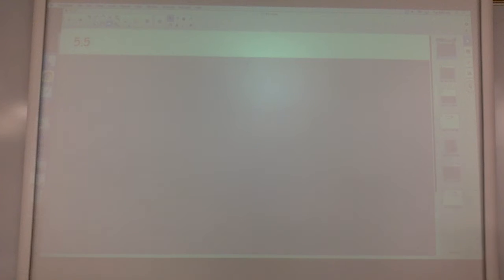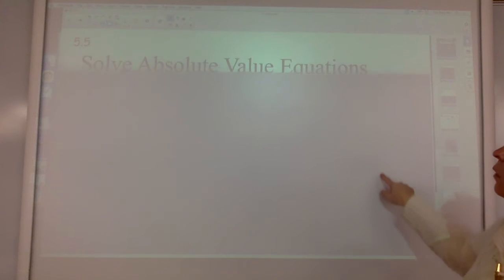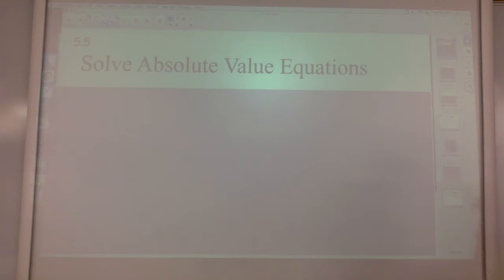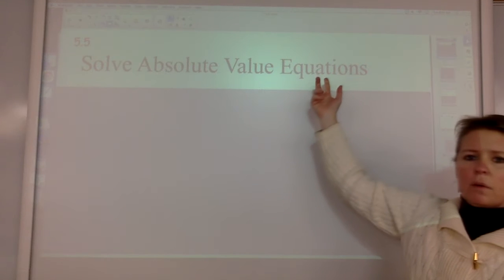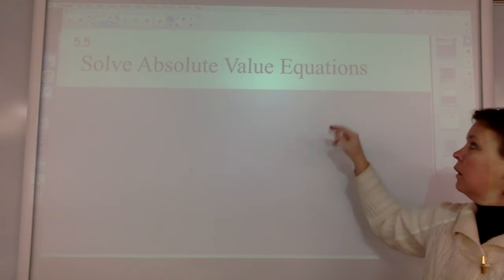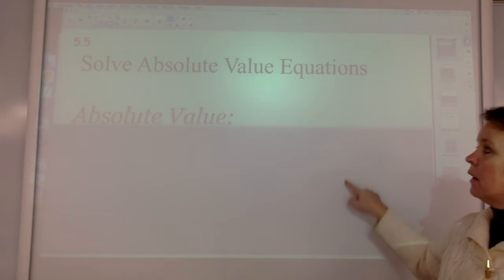Okay, here are your notes for section 5.5. We are going to solve absolute value equations. Take the time to write that down, solve absolute value equations. So we're going to be back to equal signs now. Equal signs instead of inequalities.